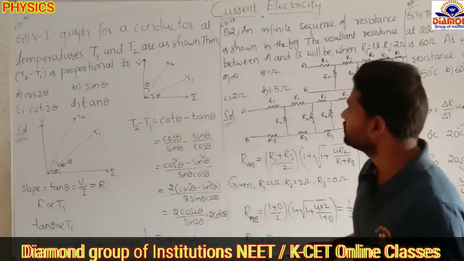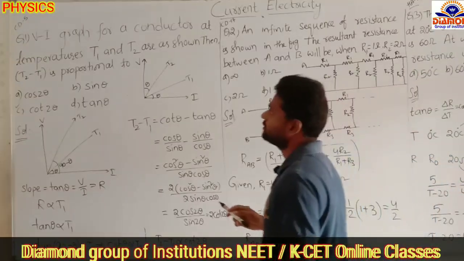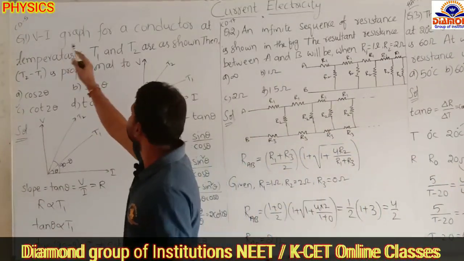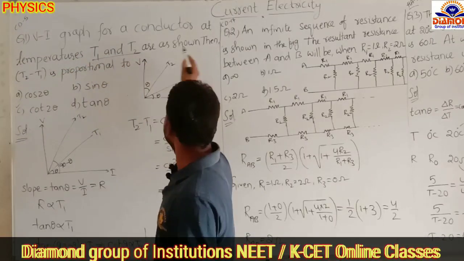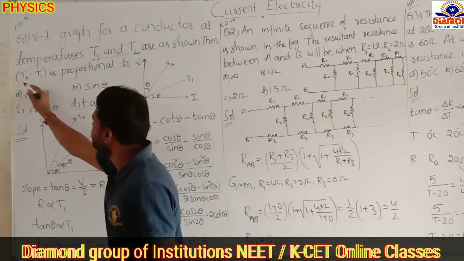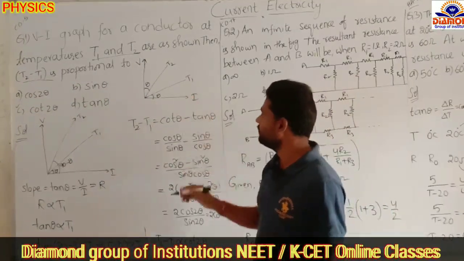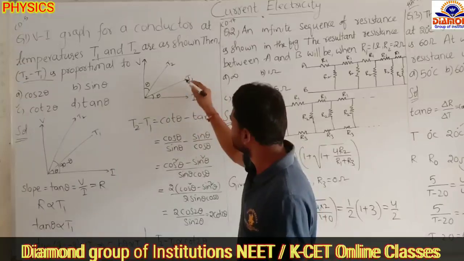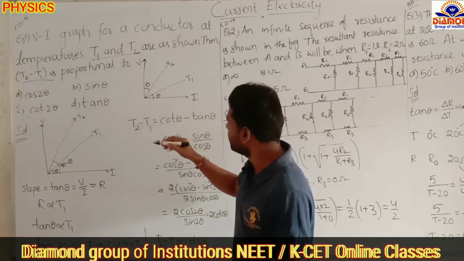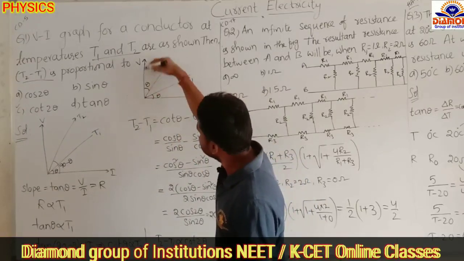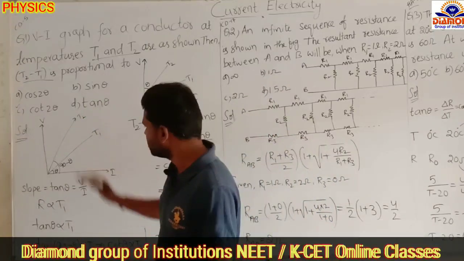So today we are going to discuss current electricity. The first question in current electricity: the VI graph for a conductor at temperatures T1 and T2 is shown. Then T2 minus T1 is proportional to what? This is the graph they have given. This curve is T1 and this one is T2. The T1 curve makes angle theta with the x-axis and T2 makes angle theta with the y-axis. Now these are the options.